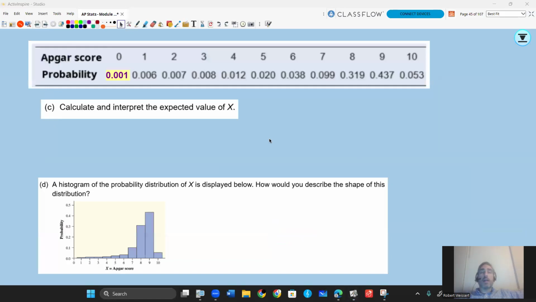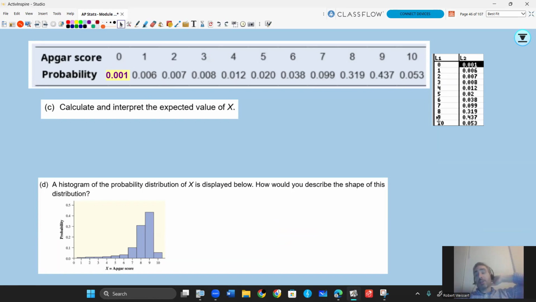Part C, calculate and interpret the expected value of X. Well, we needed the probability for 0 to be able to do that. Now, the expected value formula is, well, you can do this and go into your calculator and type all that in. I would actually do that first before I started writing stuff in the formula, because I want to be able to get a number, so that way I can check my work. So I would list all my numbers, 0 to 10, list my probabilities in L2. Remember to put L2 in your frequency list. Don't forget that.